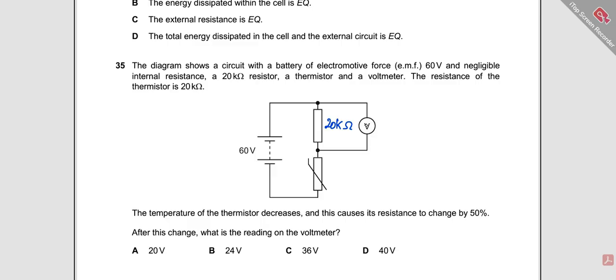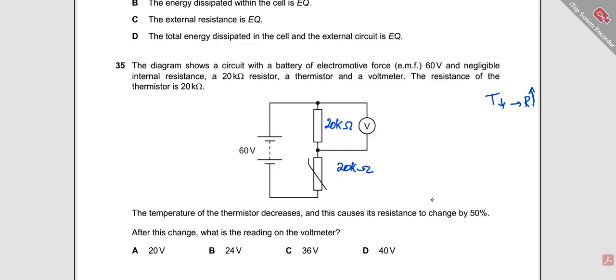Now they are saying that initially the resistance of thermistor is also 20K, and then the temperature of the thermistor decreases, and this causes its resistance to change by 50%. That is, at a certain temperature, the resistance of thermistor was 20K, and then we have decreased the temperature. As soon as we see that temperature was decreased, we should know that the resistance of thermistor must increase, right?